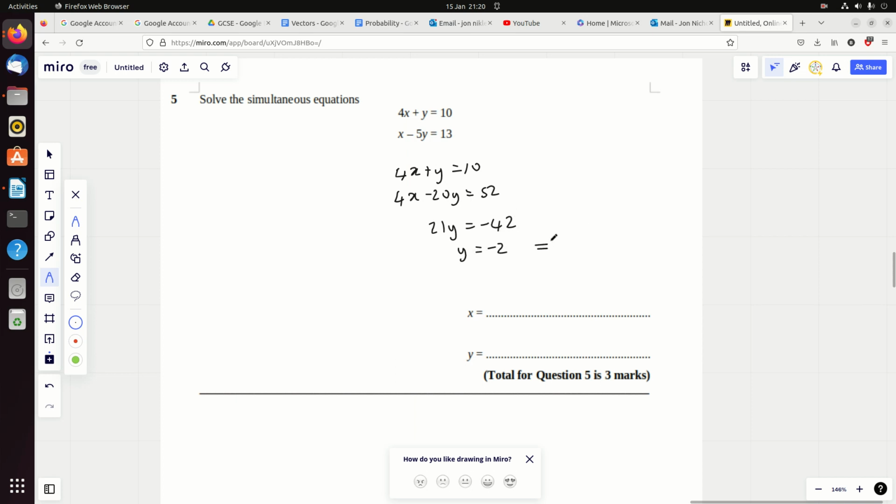And if y is minus 2, we can then deduce what x is by just plugging it in here. We're going to get 12 over there, and so x is 3. 3 and minus 2. Let's check it in a paranoid fashion. You should know if this is right or wrong in the exam.